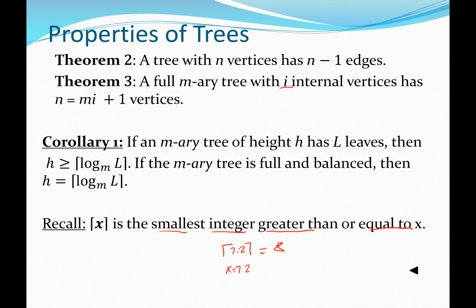It's an integer. So the height will be bigger than or equal to the ceiling of log base m of l. And if the m-ary tree is full and balanced, then the height will be exactly equal to the ceiling of log base m of l. All right. So that's the end of section 11.1. When we come back, we'll take another section, 11.2.